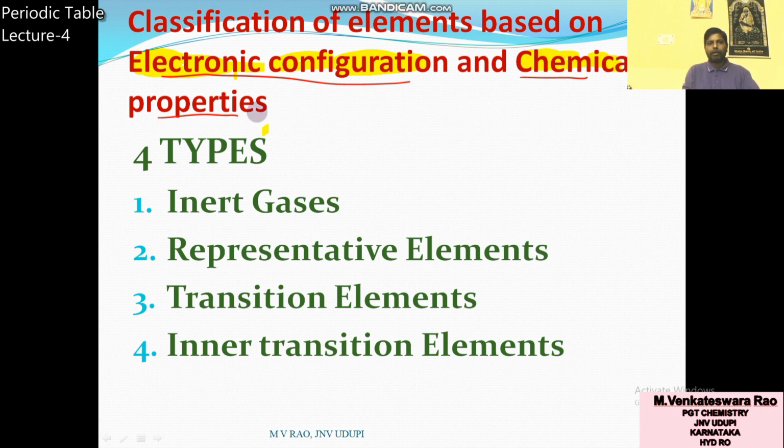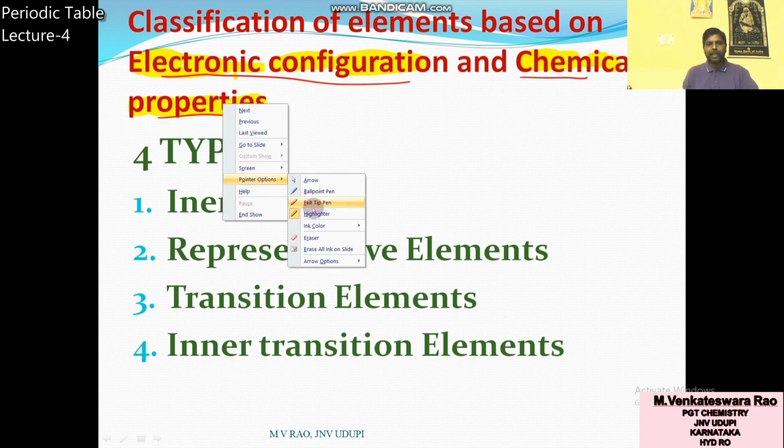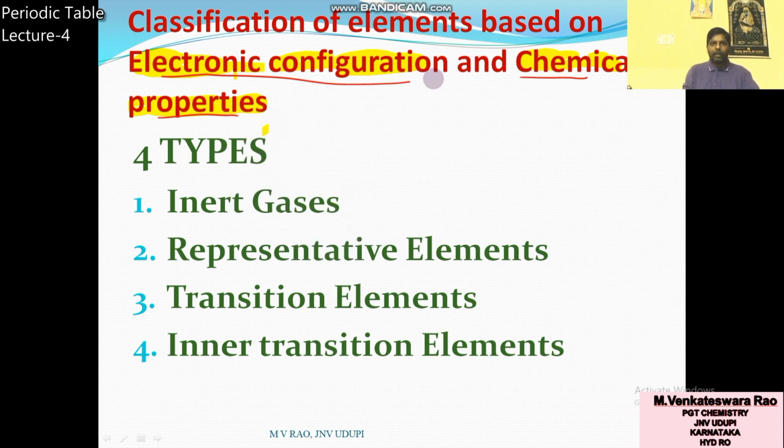That SPDF blocks is classification based on differentiating electron. That means only electronic configuration means SPDF blocks. But in this classification we are considering both electronic configuration and chemical properties. So elements are classified into 4 types. Elements in the periodic table are classified into 4 types based on electronic configuration and chemical properties.